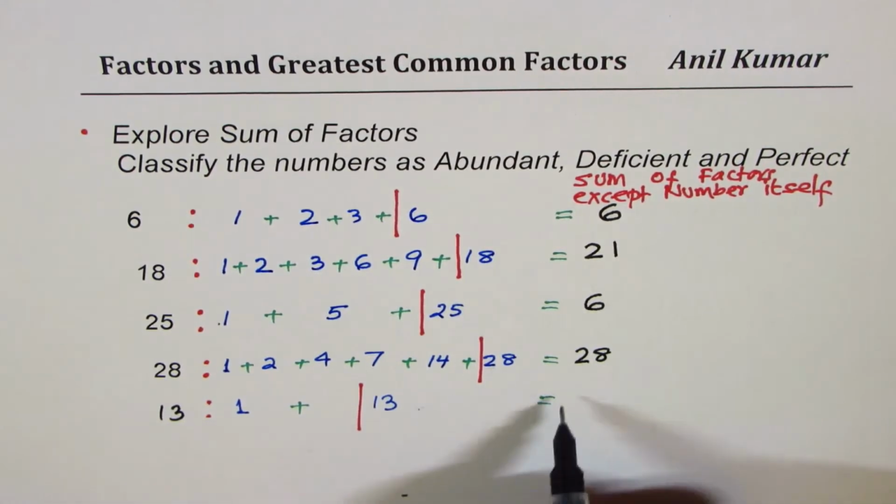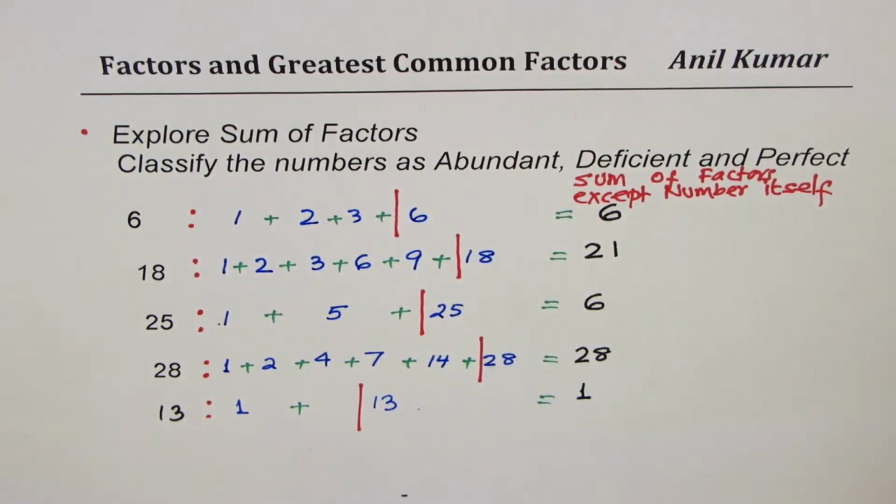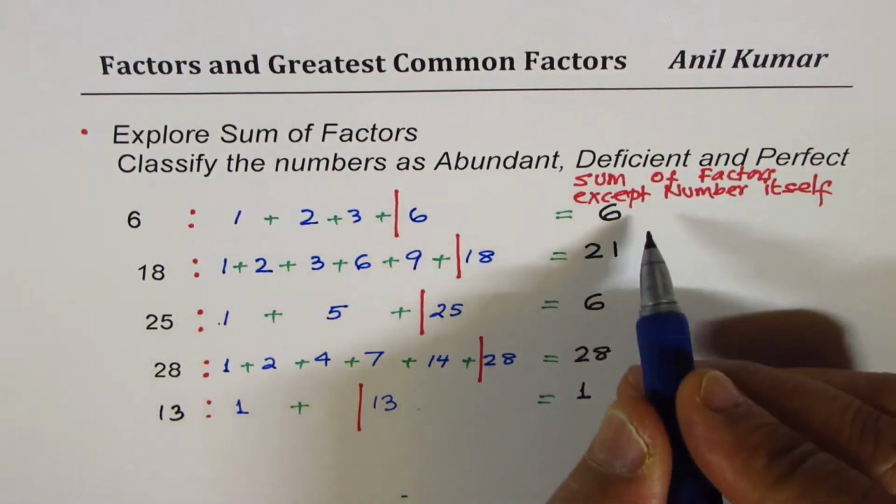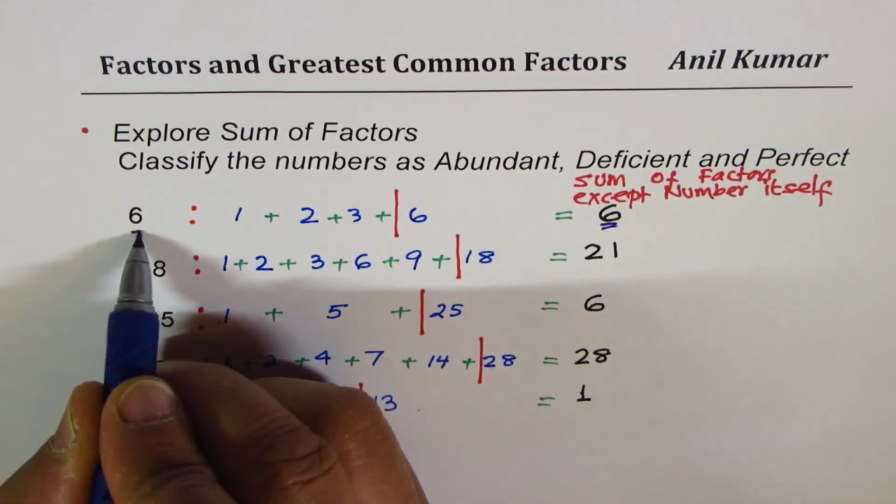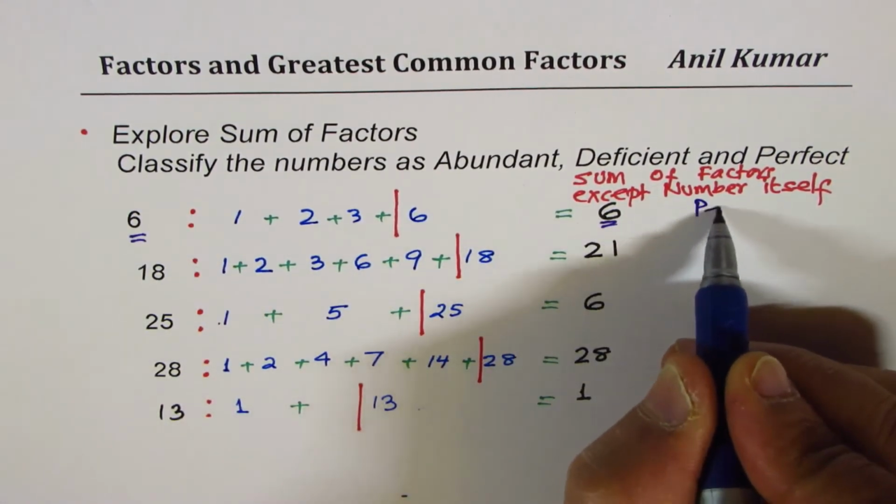And here, this is a prime number, you'll always get 1 as the sum of all other factors than the number itself. Correct? Now in this, you have to compare to classify. Correct? So what do you get? I hope it is very simple, straightforward now. So these two, 6 and 6 match. So this is called perfect.